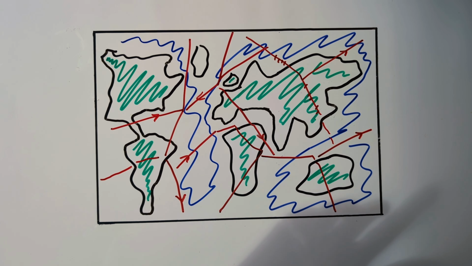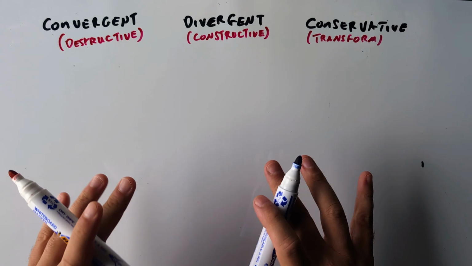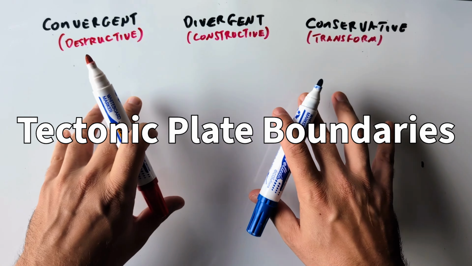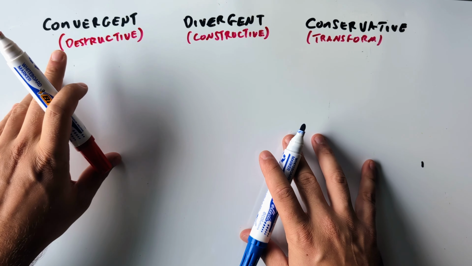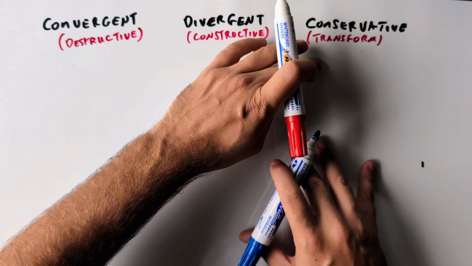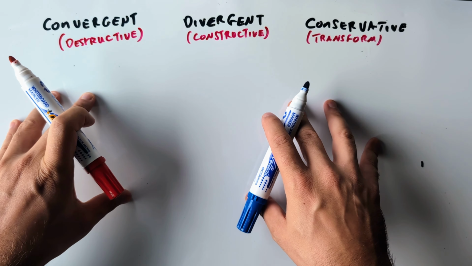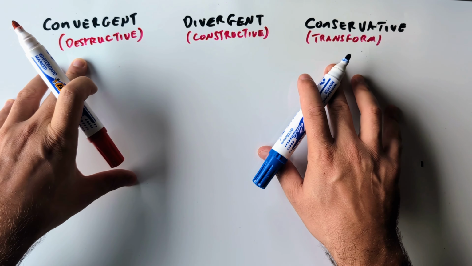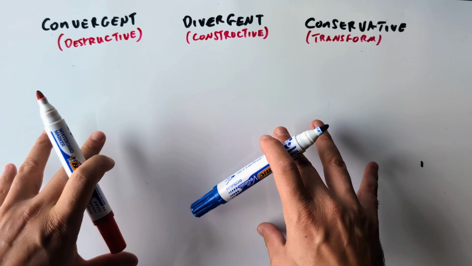Let's get into them, because the first thing we need to know is the different types of tectonic plate boundary. There are three different types, and different specs call them different things. We're going to go with convergent, divergent, and conservative. That is what they are called in the specs. They can also appear as destructive, constructive, and transform. So you need to know which one is relevant to you.